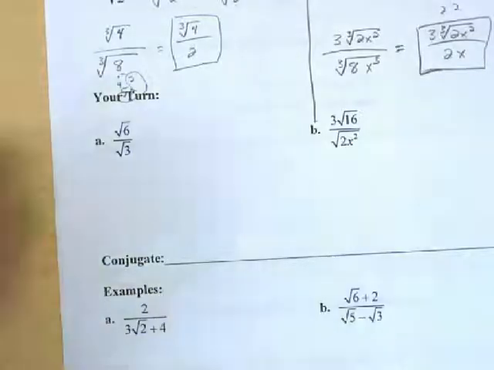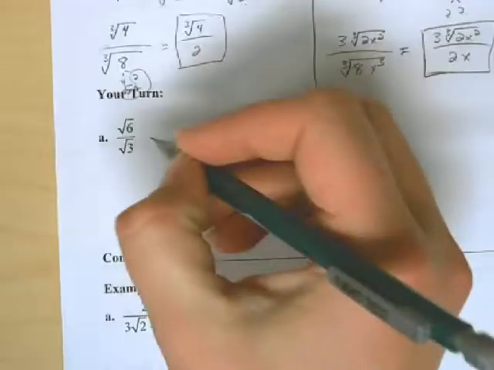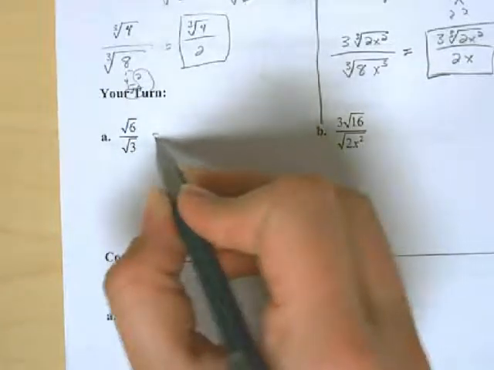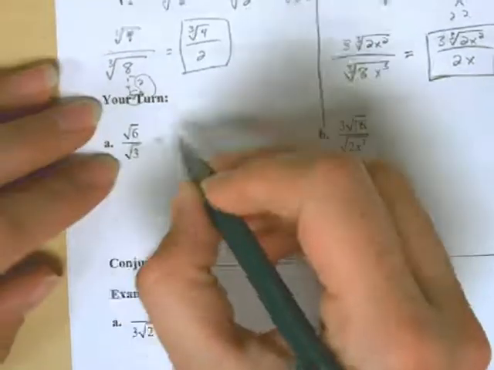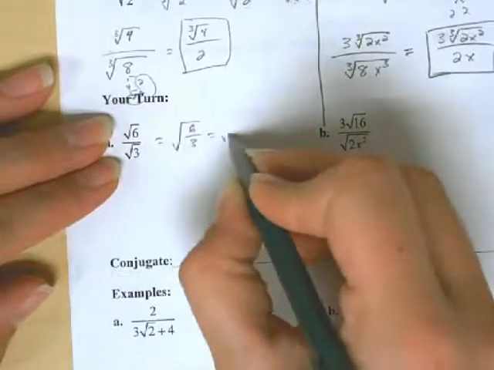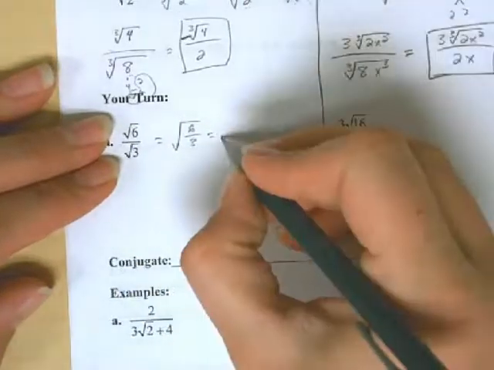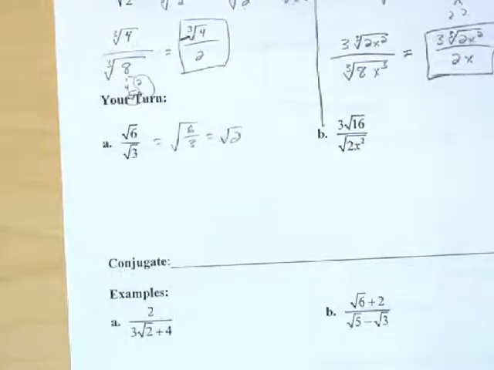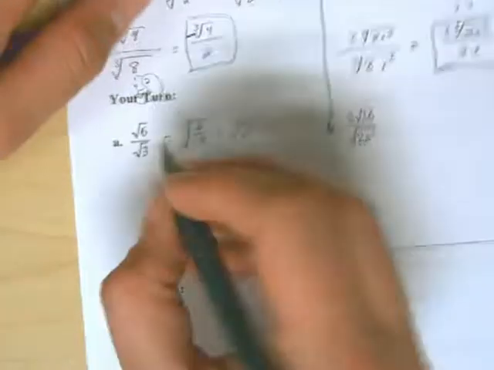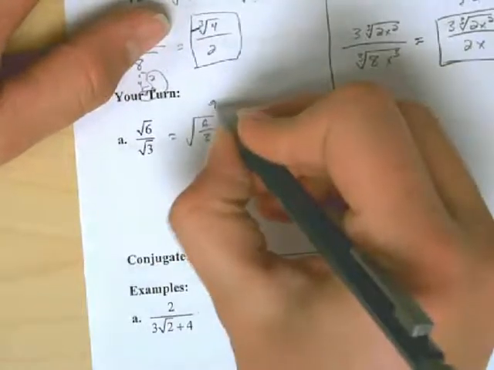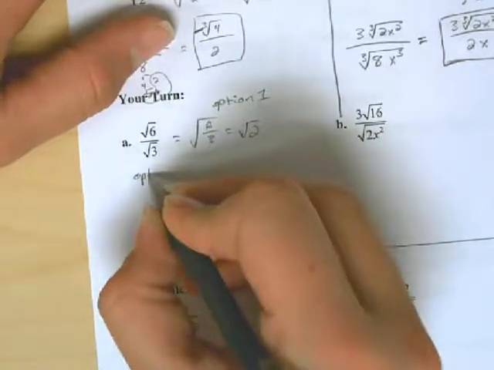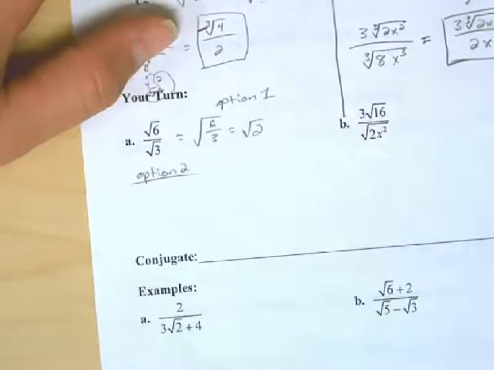Okay, so for A, two different ways you could have done it. Okay, one is I told you simplify when you can. So square root of 6, square root of 3, I can put those under the same exact radical. And when I reduce, I would get 6 divided by 3 is just 2. Okay, that's the easy way to do it. But let's say you didn't see that. So this was option 1. Sometimes we don't always see the easiest option, and that's okay. There's other options. So let's do option 2 now.